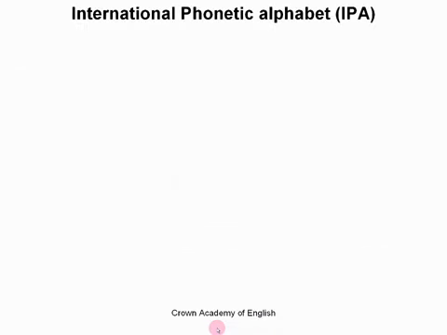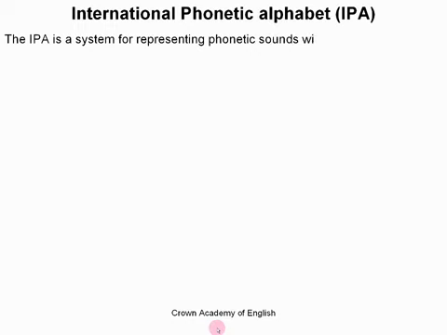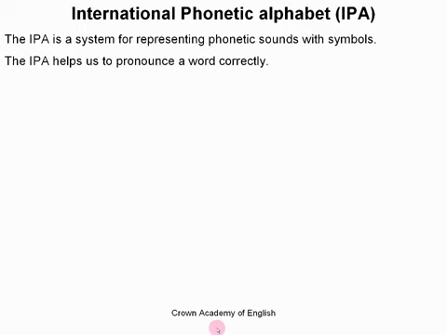So, what is the International Phonetic Alphabet? Well, the IPA is a system for representing phonetic sounds with symbols. It helps us to pronounce a word correctly.